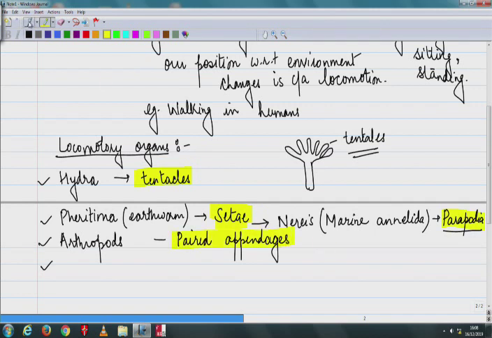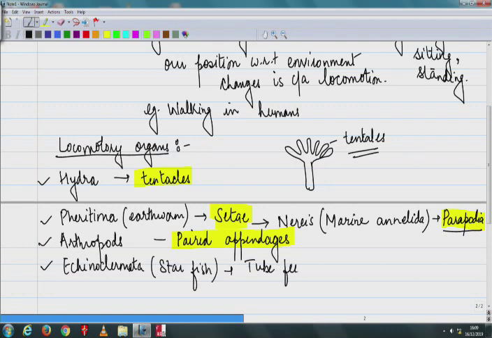So we have similar kinds of locomotory organs in Echinodermata also. The most talked about example is the starfish. They have tube feet. Tube feet help them in locomotion from one place to another. So we do have certain locomotory organs that help the organisms in locomoting from one place to another.